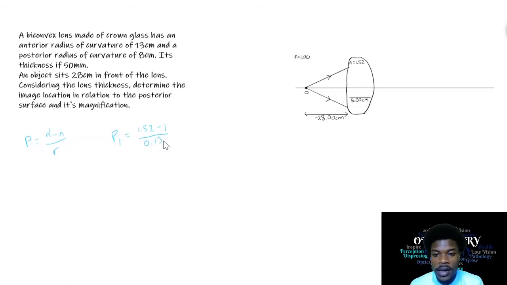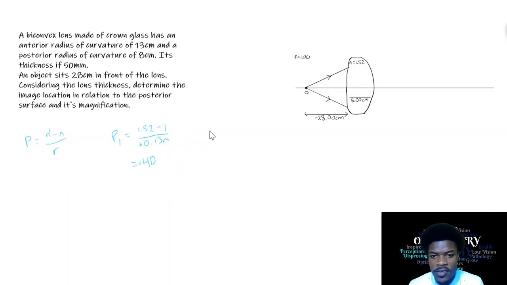0.13 meters. And for this, as I said, the first surface will be a convergent surface, so we leave the sign convention. You can leave nothing there, or you can put a plus sign to indicate that it's a converging system. The signs are important. Let's see what we get here. We have 1.52 minus 1 over 0.13, and that will give us approximately 4 diopters. Again, sign convention is important, so plus 4 diopters.